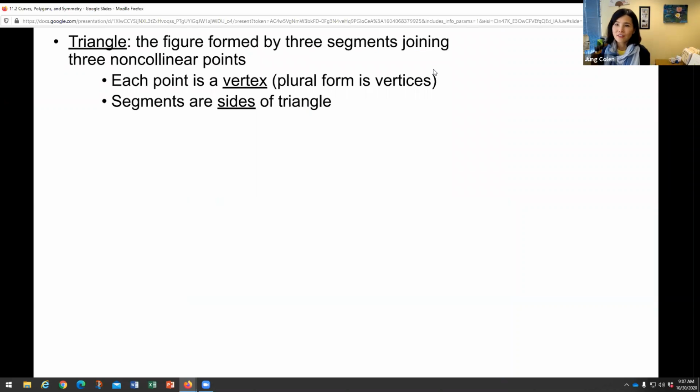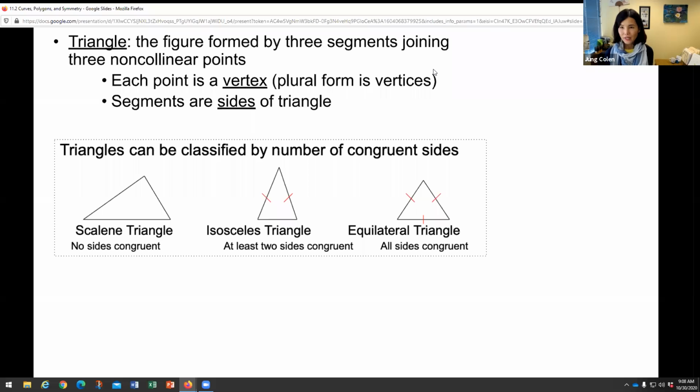Okay, so what is a triangle? A triangle has 3 sides and 3 vertices, right? It is the figure formed by 3 segments joining 3 non-collinear points. If the points are collinear, it becomes only one straight line. It's not gonna make a triangle. So you need to have 3 non-collinear points. Each point is a vertex, and the segments are the sides or edges of a triangle. It is okay to say side because we're talking about 2-dimensional, but when you move on to 3-dimensional, make sure you write edge instead of sides, okay?